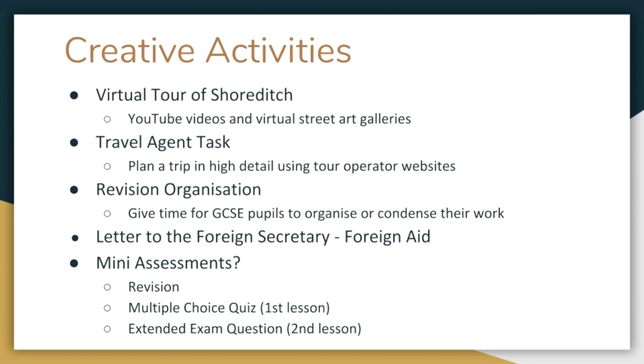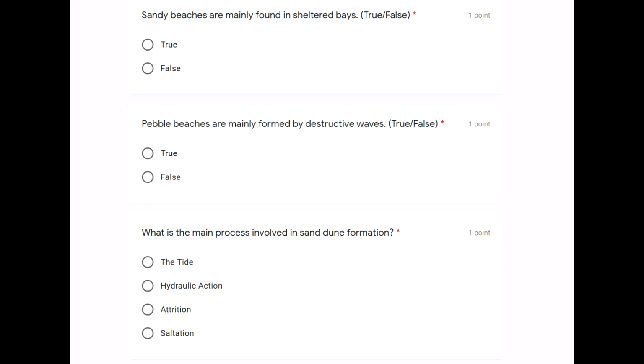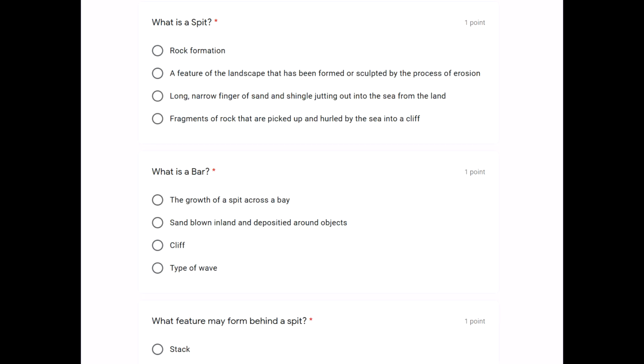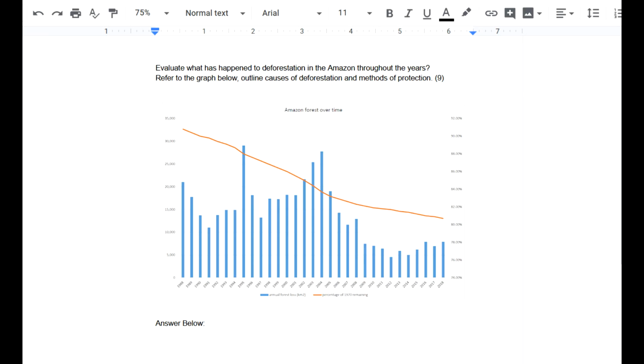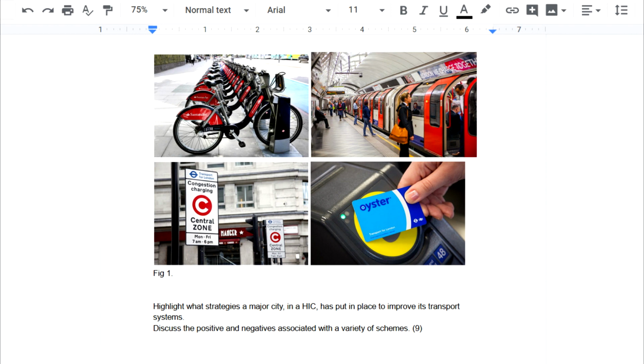So really, to find out if the pupils have been understanding the information, I've been putting in multiple choice quizzes one lesson, and then the next lesson I'm adding on an extended exam answer. And those two activities should give me a really good idea of the progress of the pupils and how they're understanding the information. Again, with year 9s or 10s, it's really good practice to practice their exam technique.